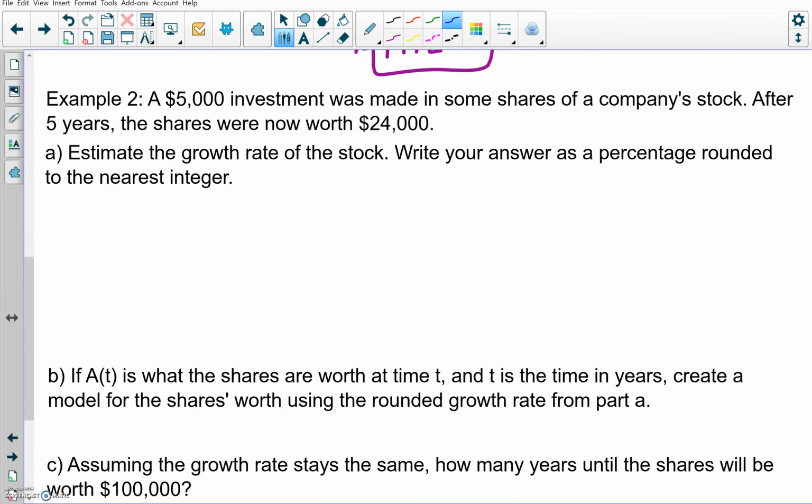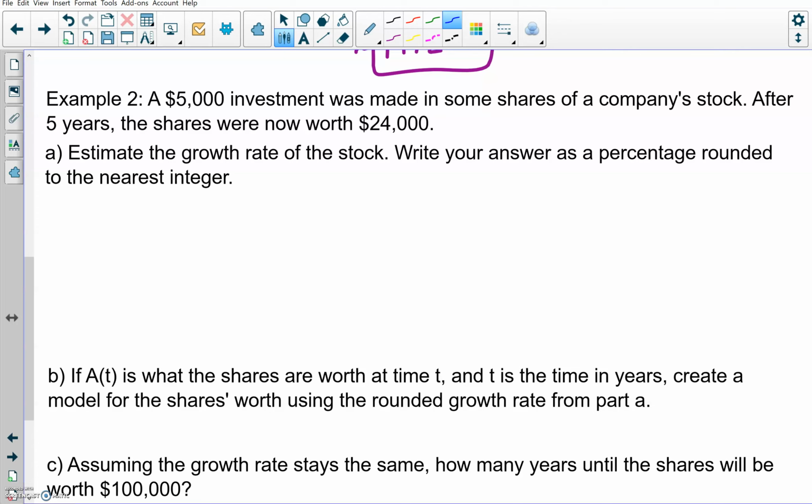Okay, so on that note, here's example 2. So a $5,000 investment was made in some shares of a company's stock. After 5 years, the shares are now worth $24,000. So estimate the growth rate of the stock. Write your answer as a percentage rounded to the nearest integer.